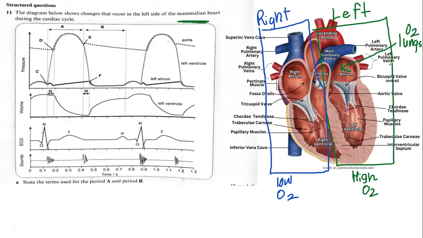Can someone tell me what is the unique thing about this pulmonary vein? What is so unique about this pulmonary vein? It is the only vein in your body that carries oxygenated blood. Very good. The pulmonary vein, the only vein that carries oxygenated blood. Okay, good. So far so good.